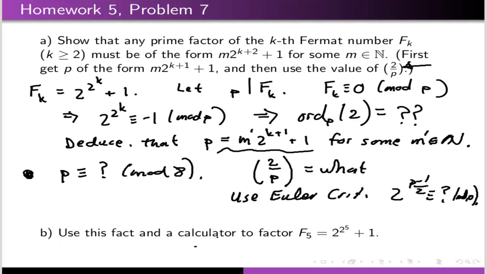Okay, and then use this fact in a calculator. You can factor the fifth Fermat number, do exactly what Euler succeeded in doing, because you're going to identify what are the possible types of prime factors. You're going to look at numbers of this form, m times 2 to the k plus 2 plus 1. So here k is equal to 5. So p must be of the form m times 2 to the 7th power plus 1. Well, what is 2 to the 7th power? 2 to the 7th power is 128.